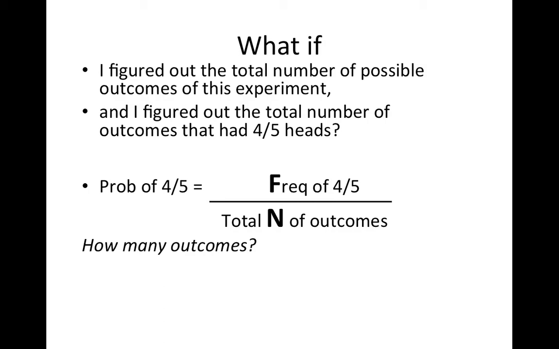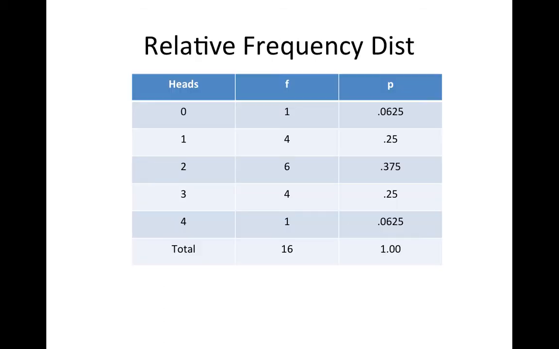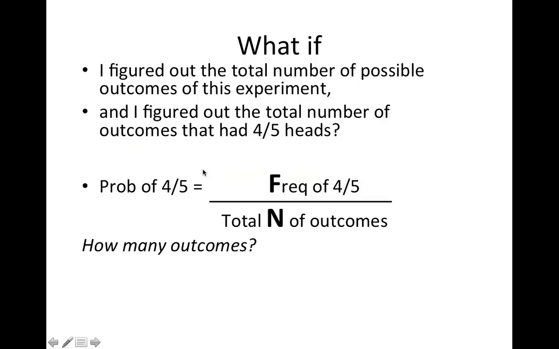Now, what if I figured out the total number of possible outcomes of this experiment, and the total number of outcomes that had 4 out of 5 heads? Now remember, that was when we were flipping the coin 4 times. We've actually flipped a coin 5 times and got 4 heads. So what if we figured out the frequency of 4 out of 5 out of the total number of outcomes? Could we do it then?